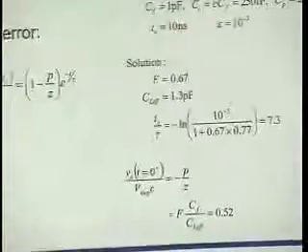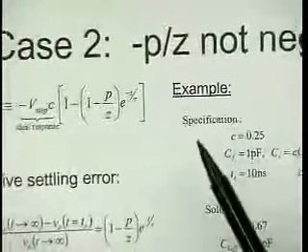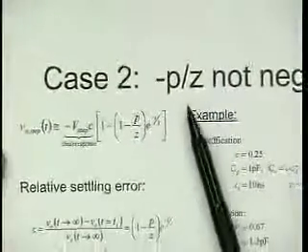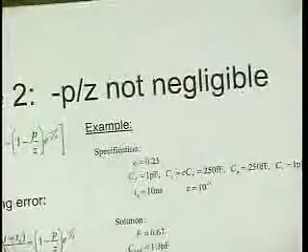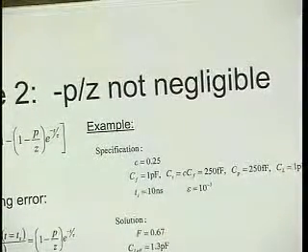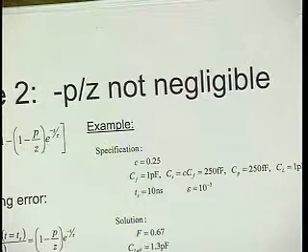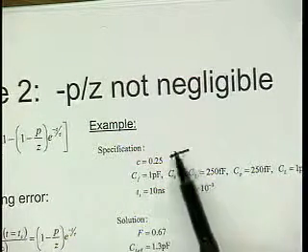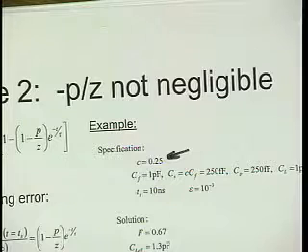So here is the other case, when P over C is not negligible. That really happens when I want to have a closed loop gain that is not very large. In particular, when the closed loop gain is, like in the example here, actually quite a bit less than unity.